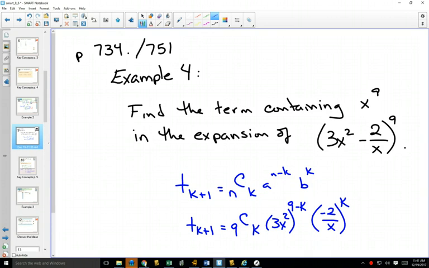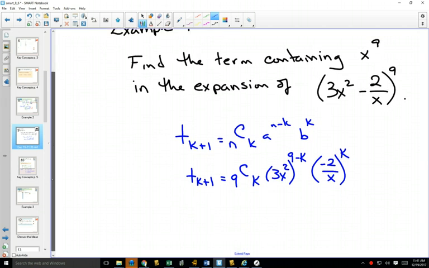I also know that my term k plus 1 is going to be something x to the 9. Agreed? We don't know what that number is in front, that's why I have that line there. But it's going to be something x to the 9. So if I know that, and I know that this side is 9 choose k, I'm going to just rewrite everything else that I know.